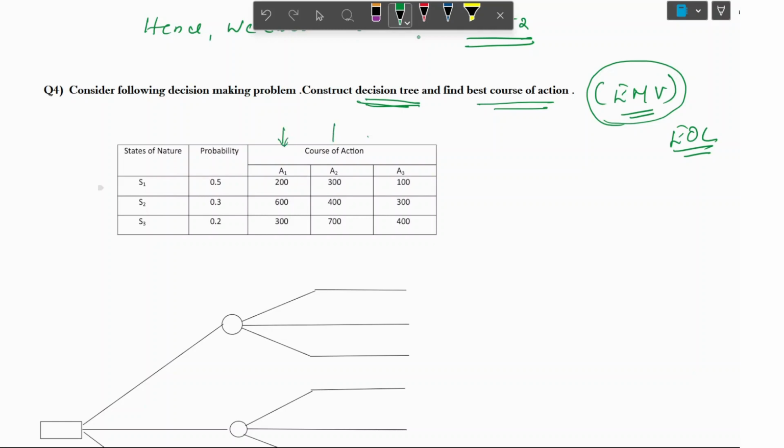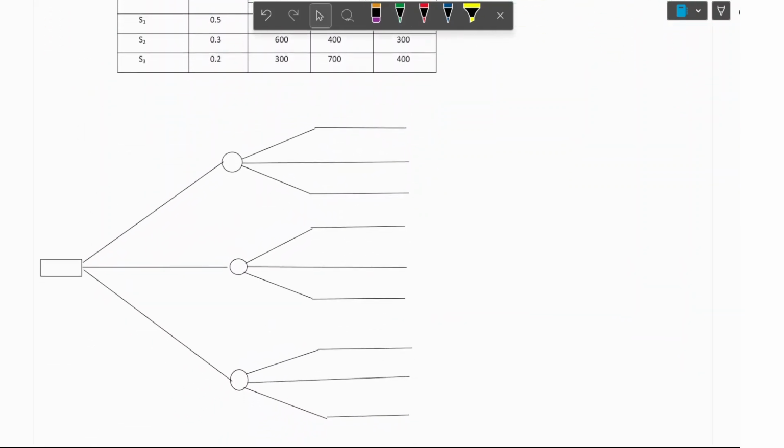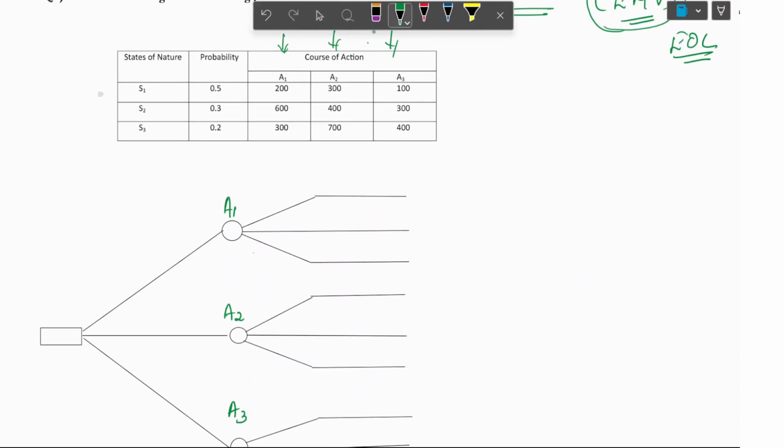Here there are A1, A2, A3. Therefore, I started with the decision box. Then I mentioned three circles, that is A1, A2, A3. Now from each of A1, A2, A3, again there are S1, S2, S3. That means from A1, there are three lines.